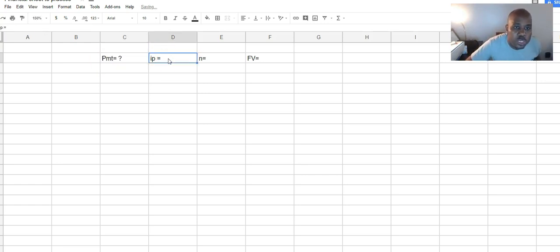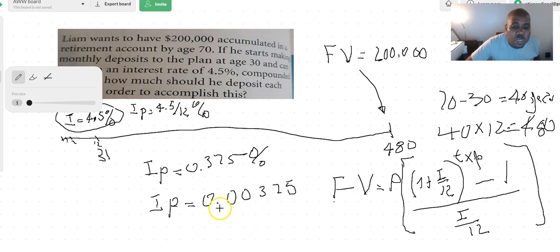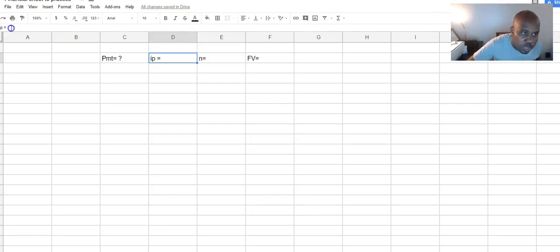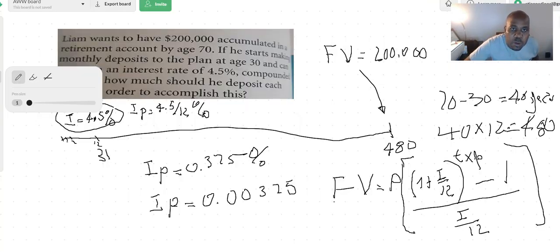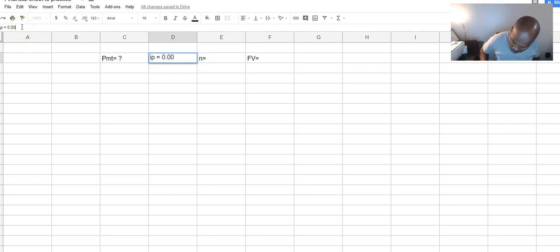The interest, I know the interest. In fact, I have it in decimal value. It's 0.00375. That's going to be the monthly interest. The number of periods, I know it's going to be 480, and then the future value, which is going to be 200,000.